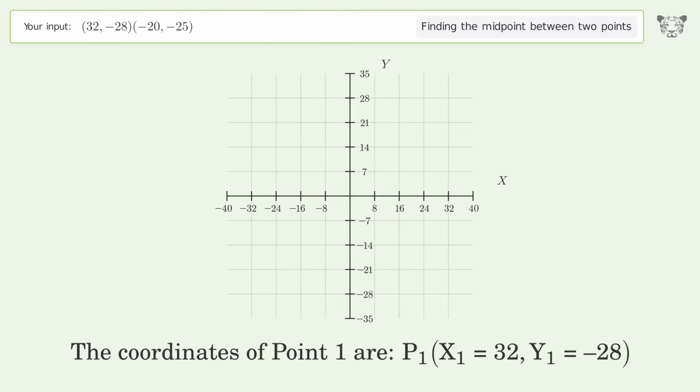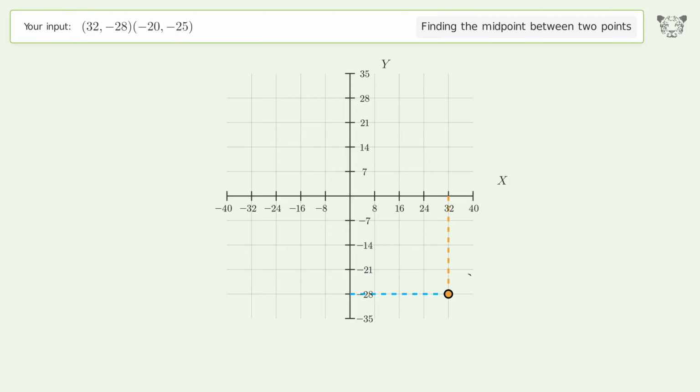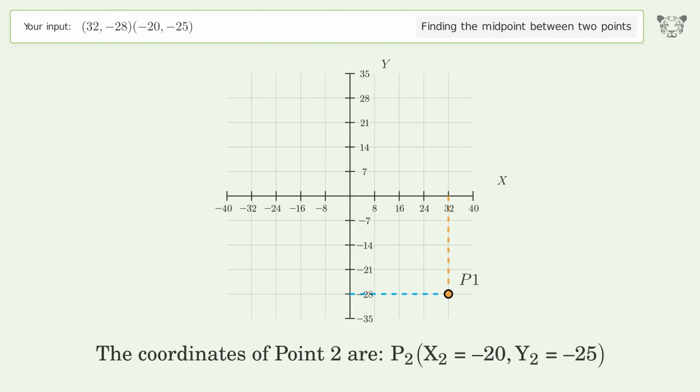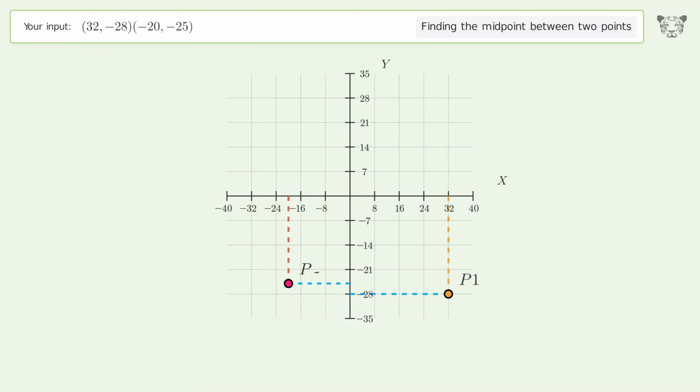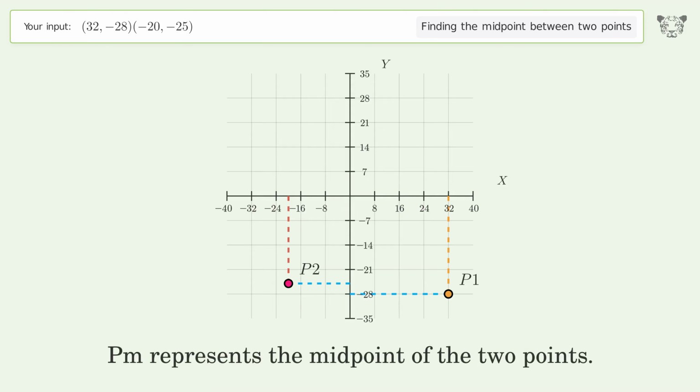The coordinates of point 1 are, x1 equals 32, y1 equals negative 28. The coordinates of point 2 are, x2 equals negative 20, y2 equals negative 25. PM represents the midpoint of the 2 points.